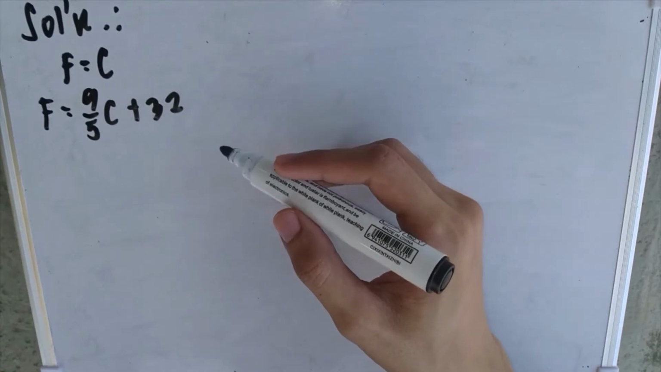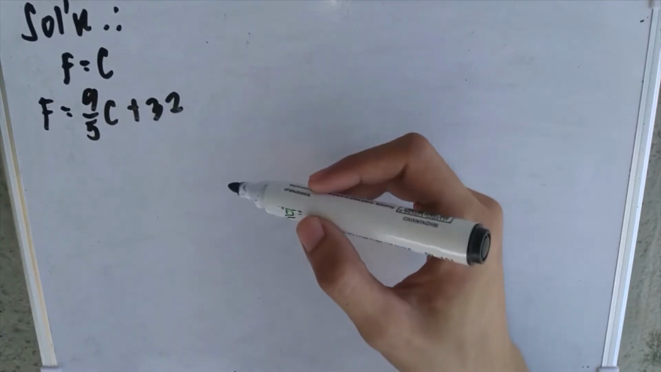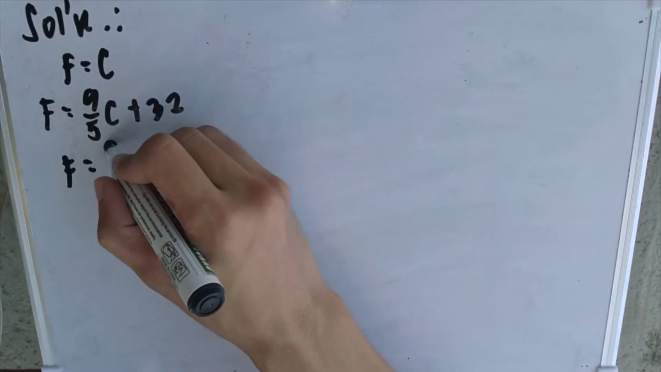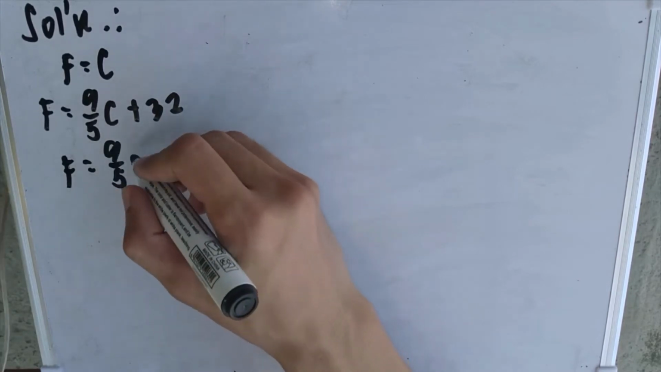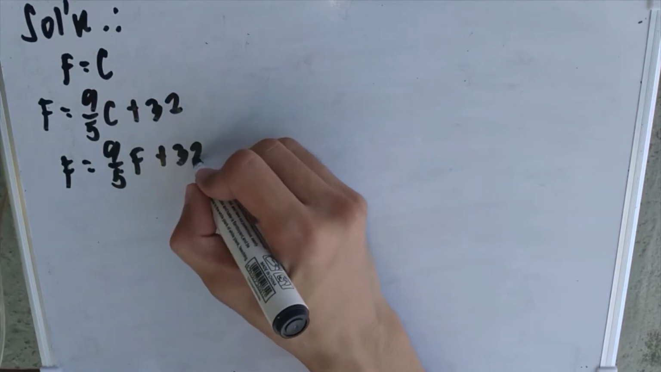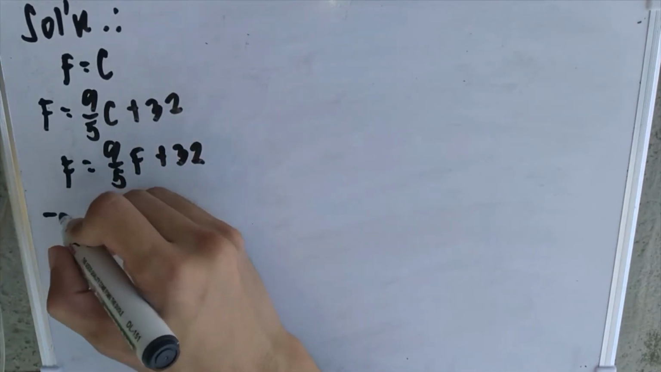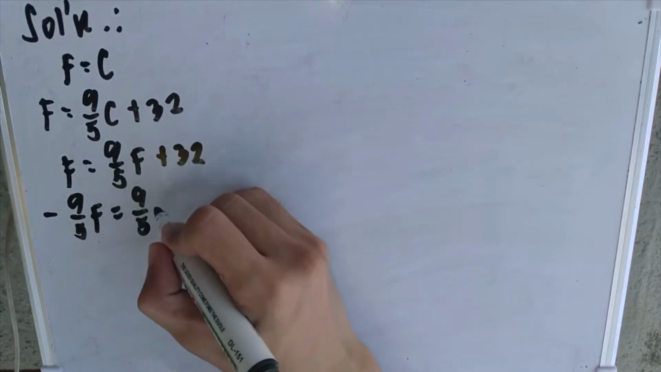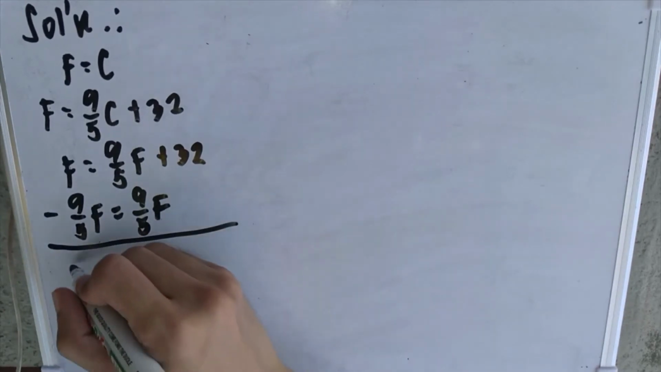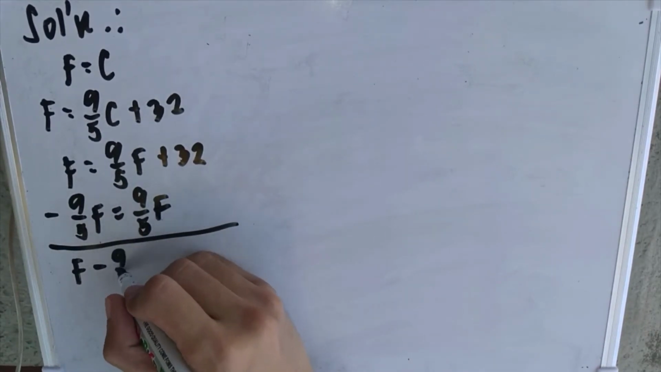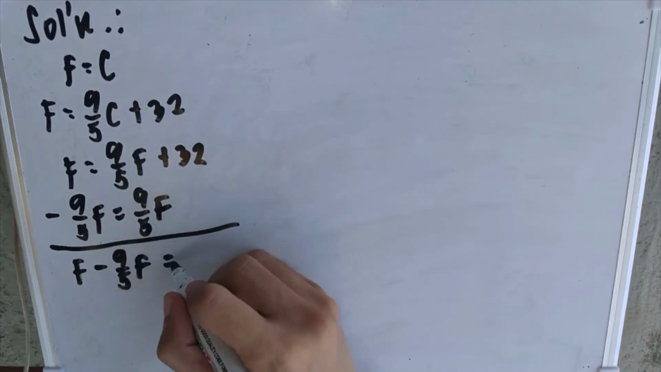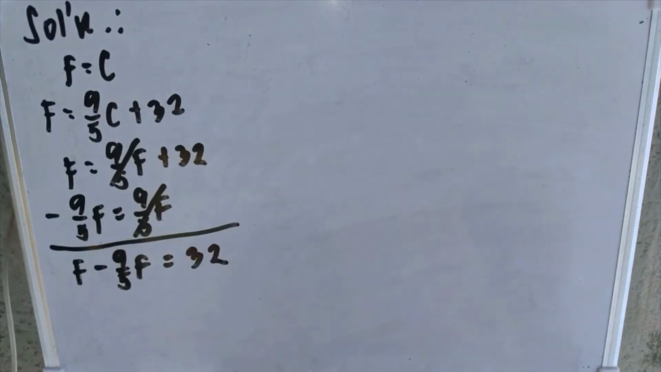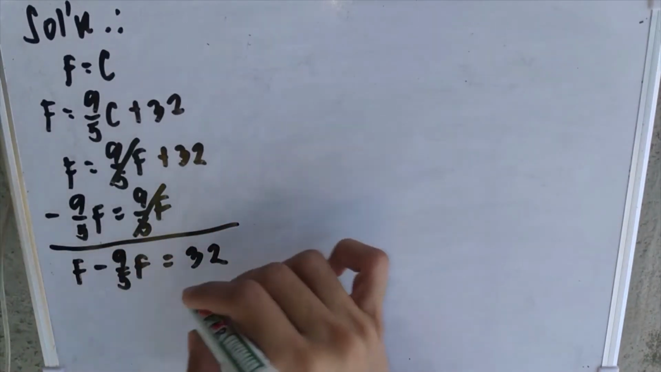Next step is to change the variable C into F, because F is equal to C. Our formula will now become F equals 9 over 5 F plus 32. By subtracting both sides by 9 over 5 F, we can get F minus 9 over 5 F equals 32, because 9 over 5 F was already cancelled out at the right side of our equation. And the outcome is this one.